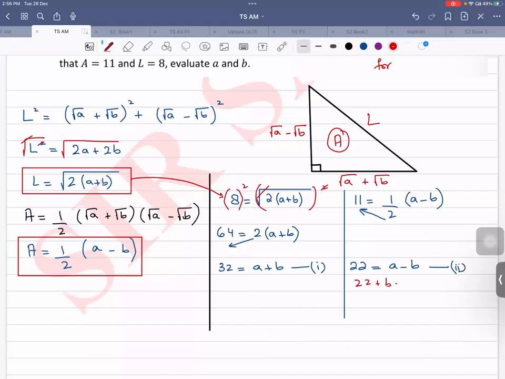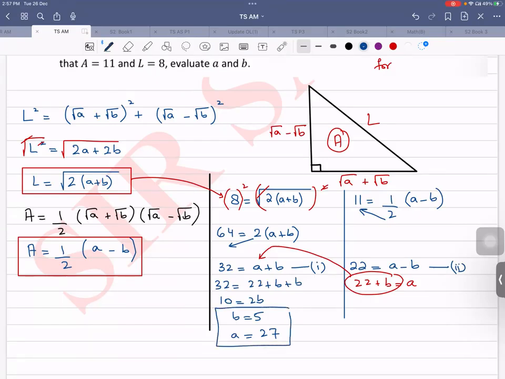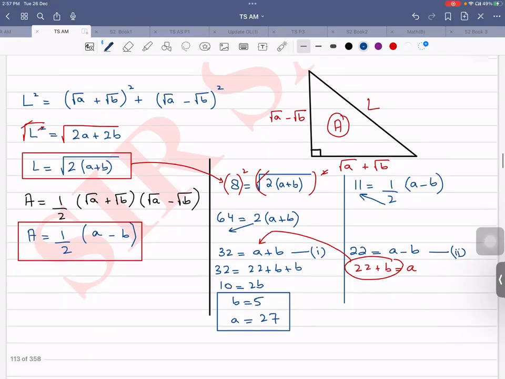Okay. Oh, I see. I put a negative sign in front of the 22. Oh, please, Eraz, I do not expect you to make such a mistake. Okay, next question.